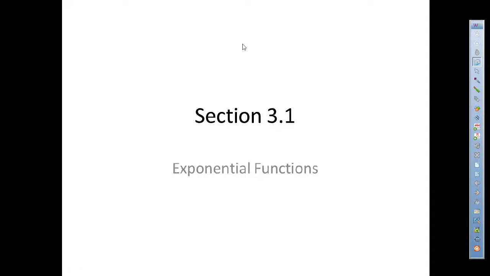Okay, so we're starting chapter 3, and chapter 3 is going to deal with exponential functions and logarithmic functions. And we're going to start off with talking about exponential functions.